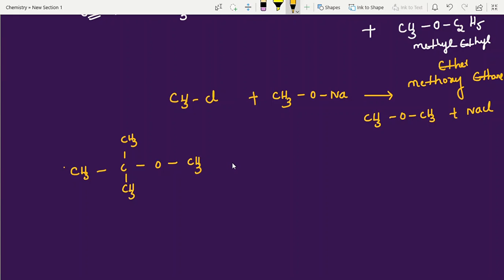Now here what happened? Preparation of ethers. This is an ether. What is this ether name? Tertiary butyl methyl ether. This is one question. Recently, Mains and NEET examinations are asking questions like this. Then what is favorable? They have given ethers to you. You have to write the substrate. Then for Williamson synthesis preparation, what we have learned in the above concept, always simple alkyl halides, right?